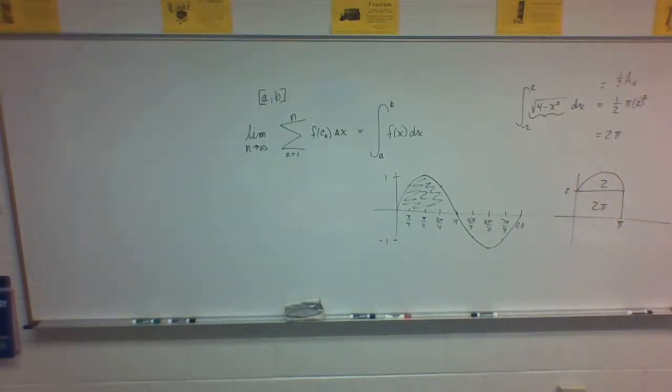Okay, how about the next one? From 0 to pi of 2 times the sine of x. What is 2 times the sine of x? Makes it steeper. Well, I guess steeper, right? That's a strange way of saying it, but it makes it taller.